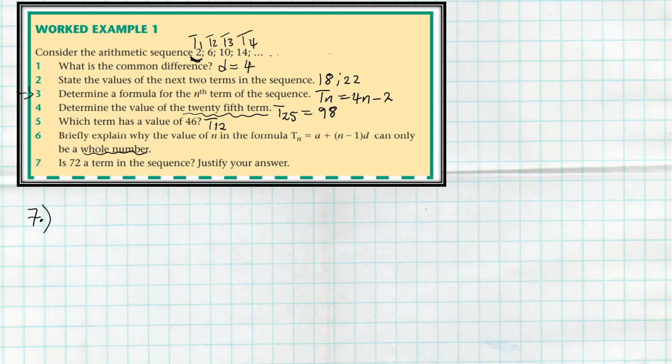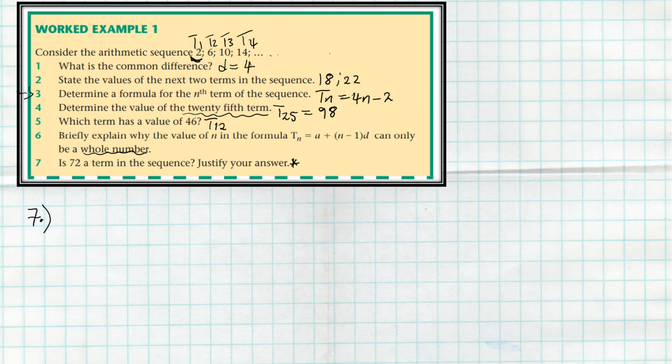Okay, let's lastly look at question 7. It says, is 72 a term in the sequence? Justify your answer. So this is quite a challenging question because most students might not really know how to approach it, and it needs you to understand the nature of the terms there. So is 72 a term in the sequence?